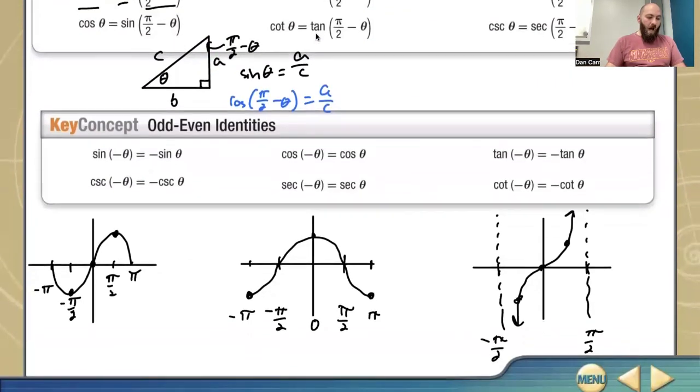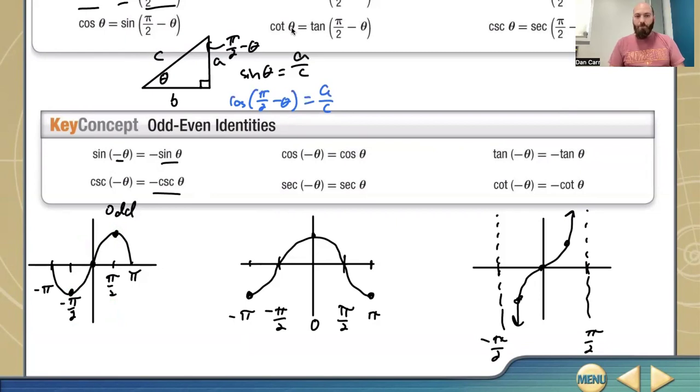Okay. Odd and even identities. If we take the sine of negative theta, that is the same as negative sine of theta. Same thing with cosecant. Cosecant of negative theta is the same as the negative cosecant of theta. The reason why is because this is odd. Here's my sine function, just one period of it. If I look at this value, that is a positive pi over 2 and then positive 1. But if I do the negative pi over 2, that gives me a negative 1 as the output. So we get this odd symmetry here.